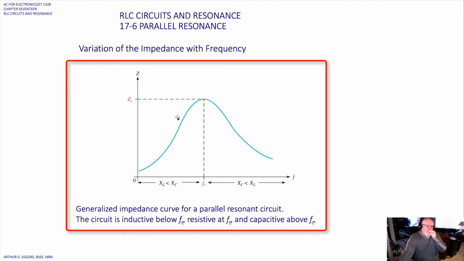So this is probably a good graph for you to copy down in your notebook and refer to so that you have an idea of what's going on when we do these types of resonant frequency problems.